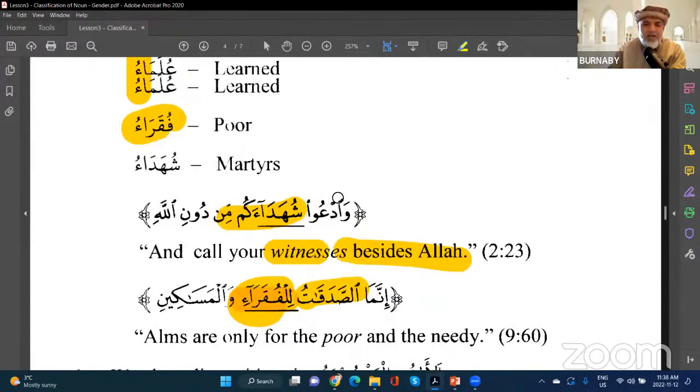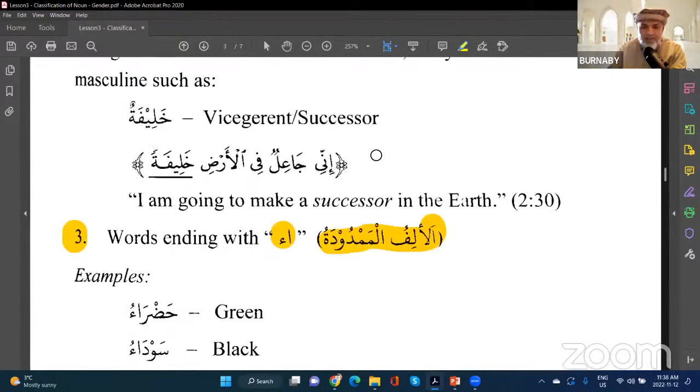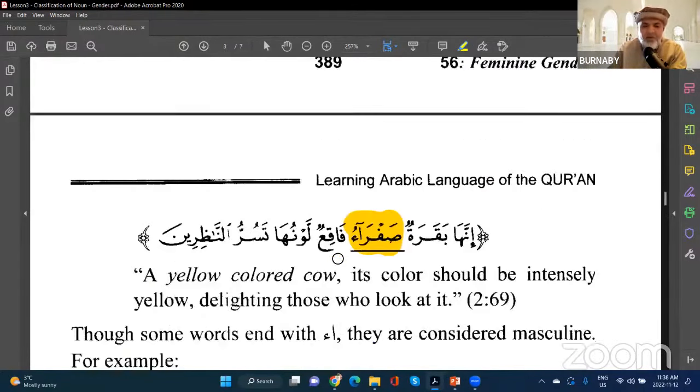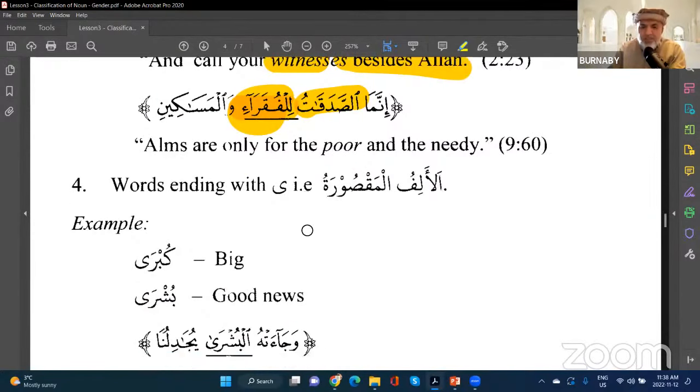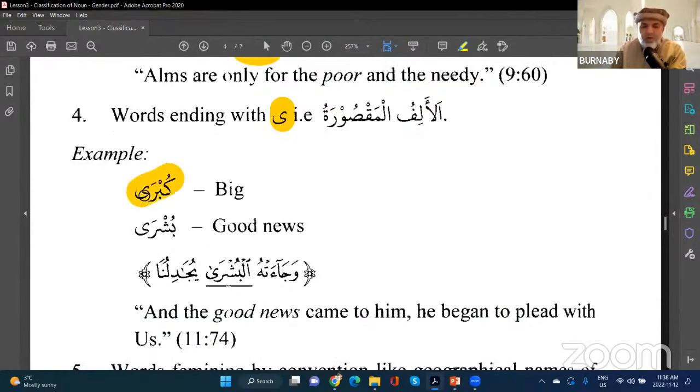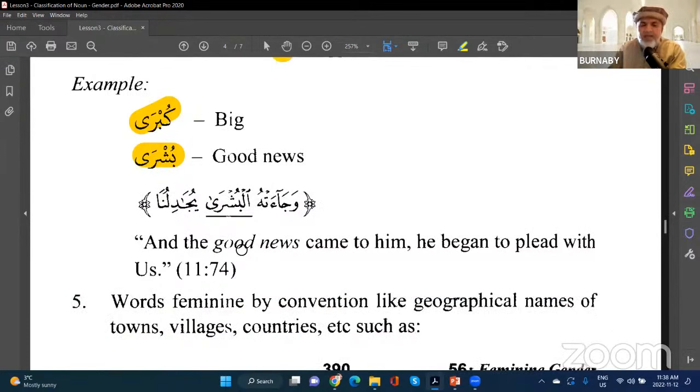So we looked at alif mamduda, right? This alif mamduda is when you have alif and hamza. Another category of feminine is when you have alif maksura, which means you have this ya at the end. For example, kubra. Kubra means big. Bushra, good news. Waja'athul bushra yujadiluna. And the good news came to him, he began to plead with us. So al-bushra here is feminine.